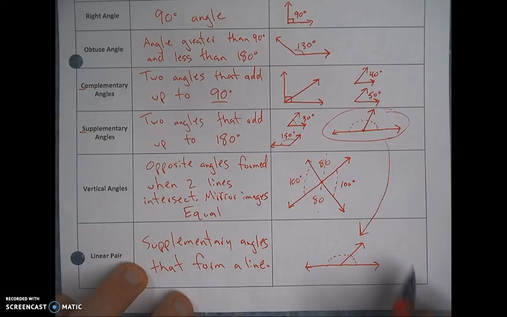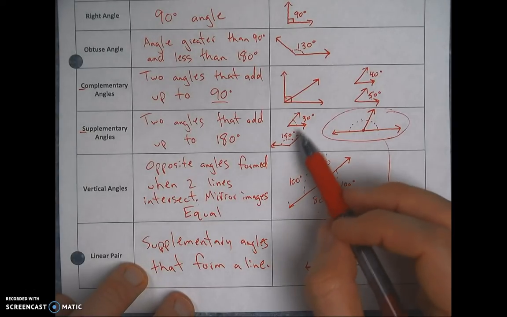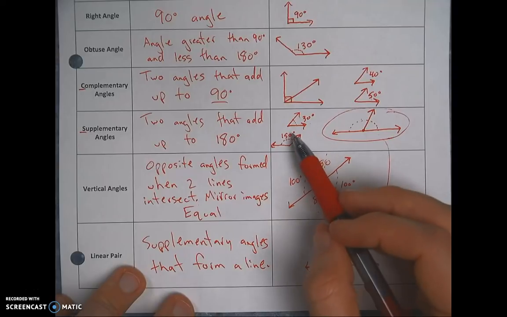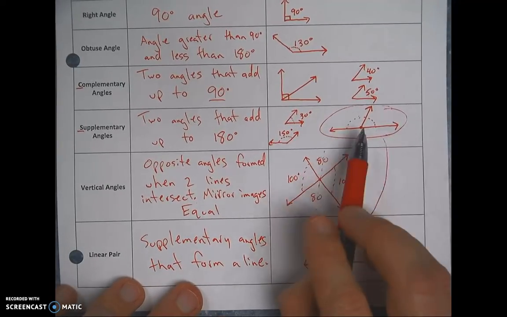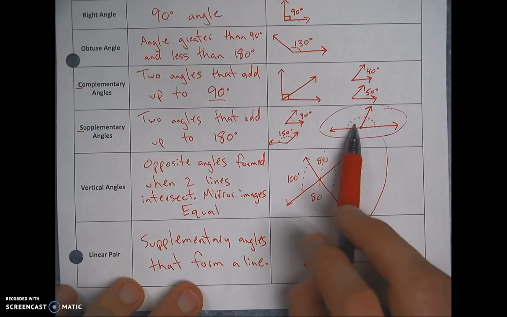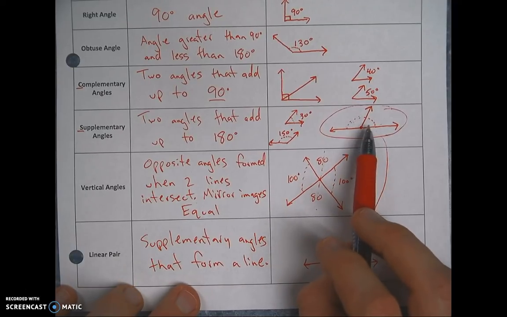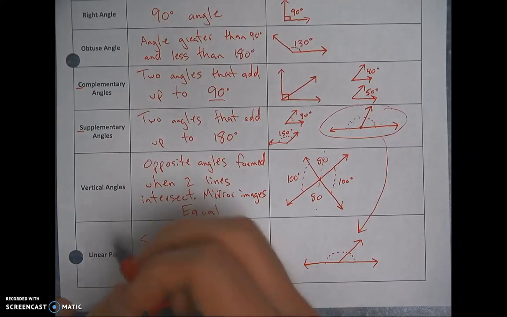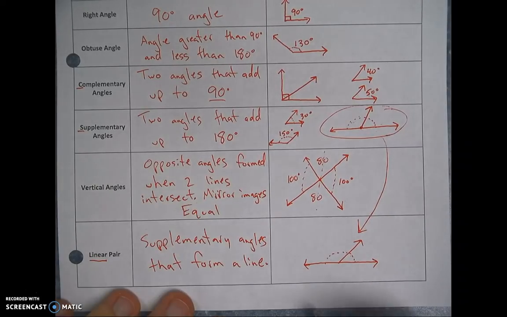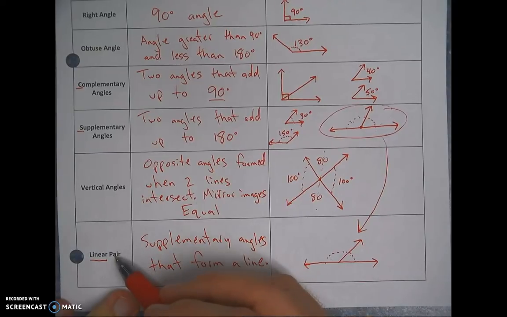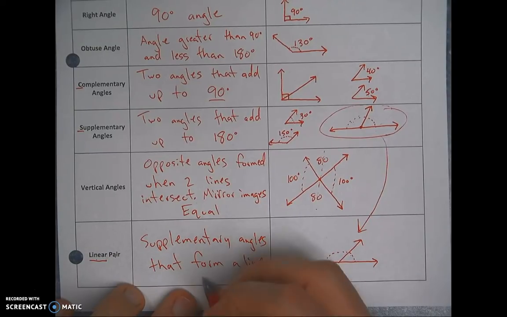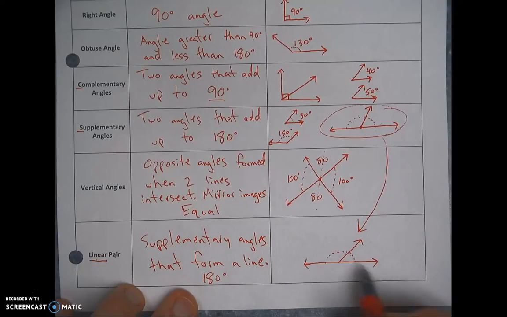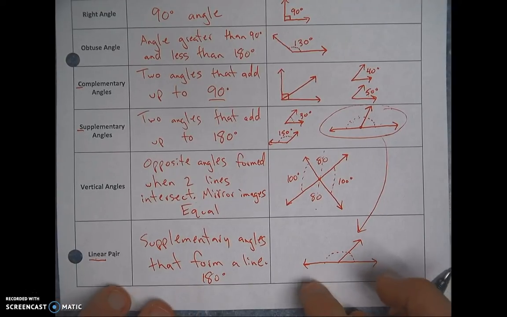That's a linear pair. So these angles up here that are separated, they're supplementary because they add up to 180, but they're not a linear pair because they're not physically together forming a line. These are supplementary, they add up to 180, but an even more specific name is a linear pair. And when you see linear, it's a line. So it's a pair of angles that form a straight line. So they're always 180 degrees, but they're physically forming a straight line.